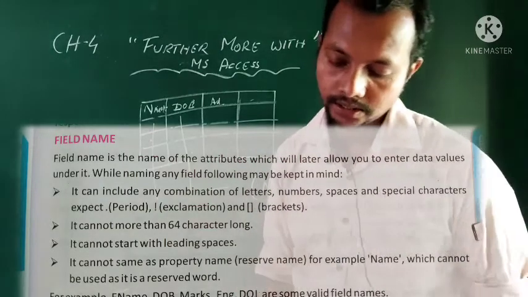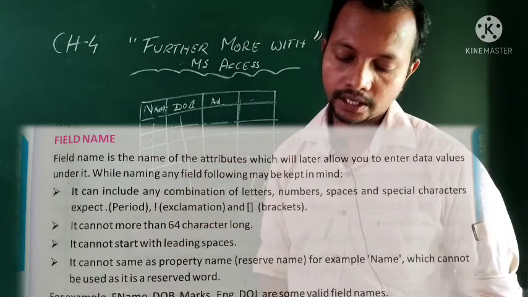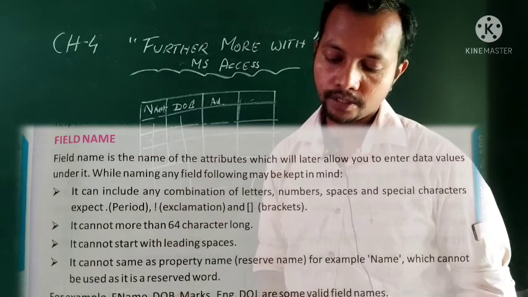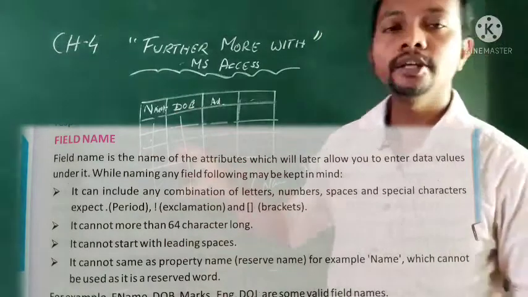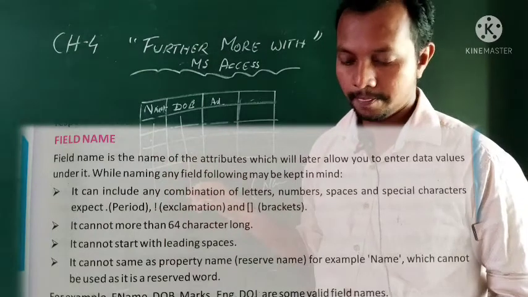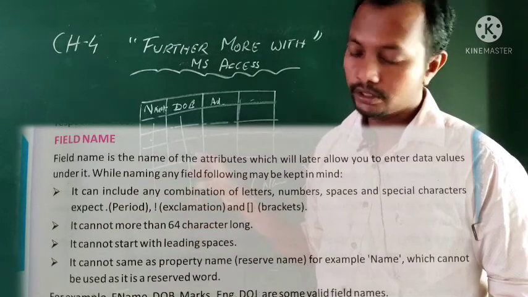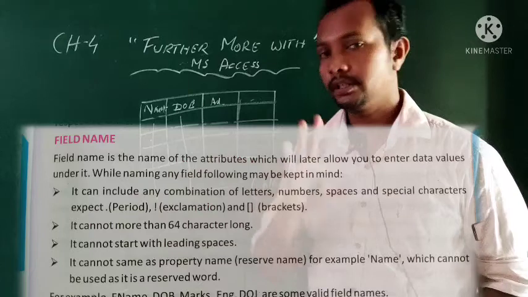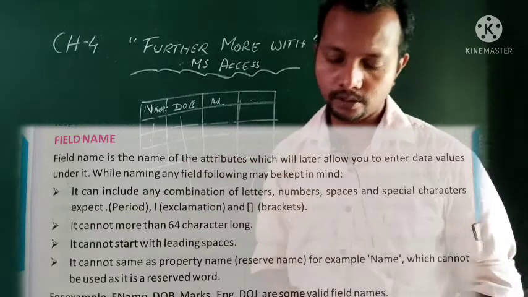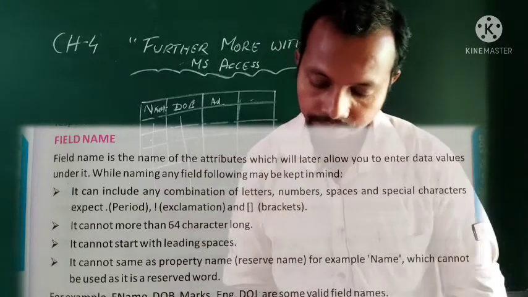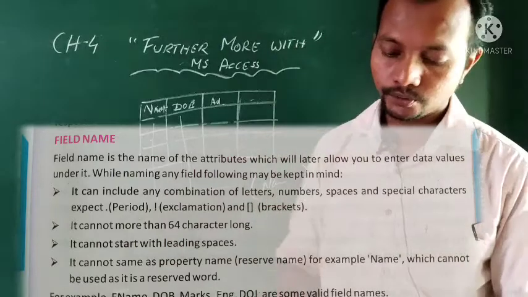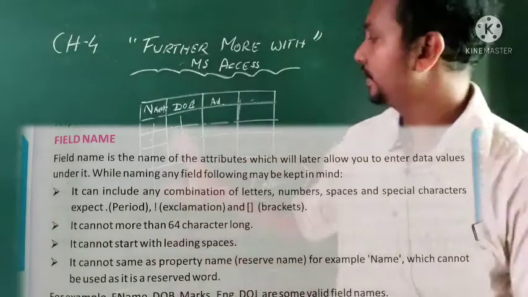And it cannot be the same as a property name. Name is already a reserved word, so if you want to put name again, it won't accept. It is a reserved word, it will be there only. Dear friends, understood, no? So this is all about fields.